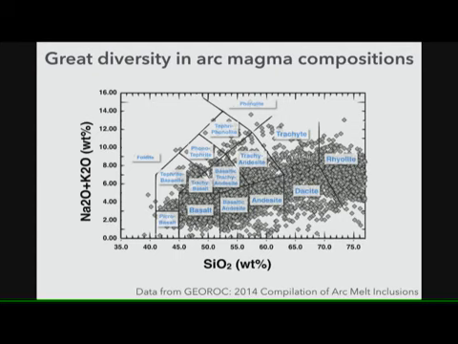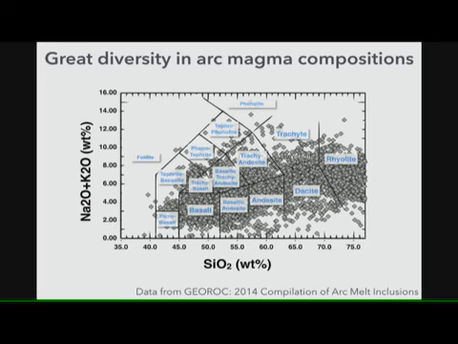So just to start us off, if we look at a database, in this case I'm using a compilation of arc melt inclusions from arcs around the world. You can use other data sets. You could look specifically at volcanic rocks. They show a similar distribution here on what we call the total alkali versus silica diagram, increasing silica content versus alkalis. And you can see that there's quite a wide range of melts found in subduction zones.